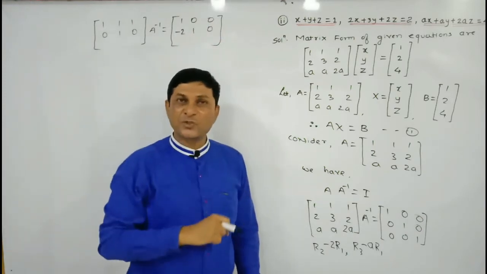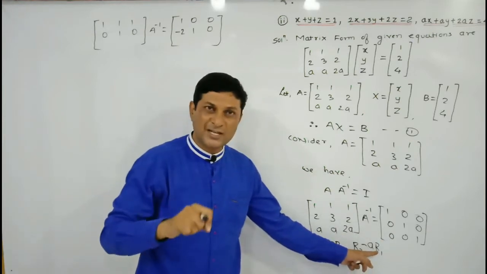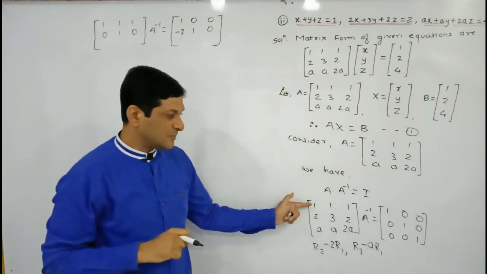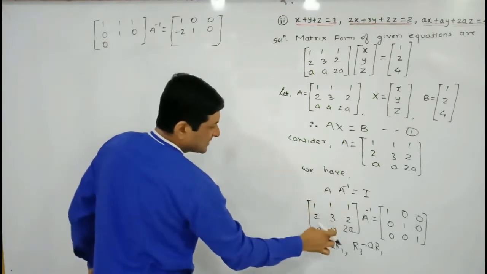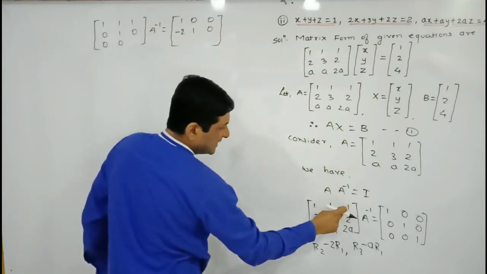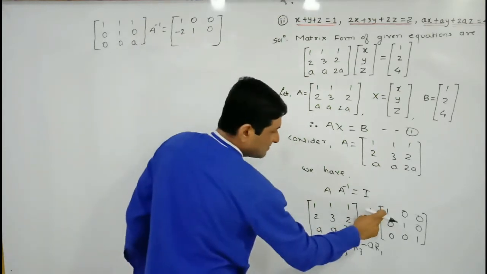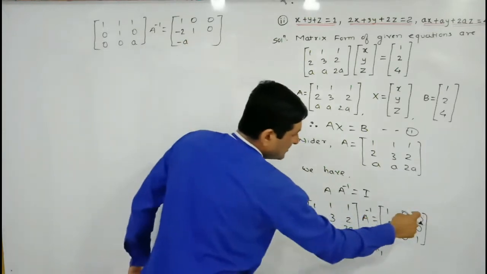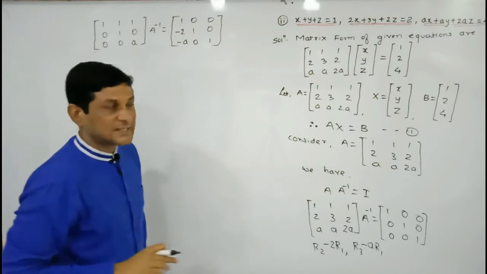Now perform the next operation on the elements of R3. These are the elements of R3. Here we are using the corresponding element of R1 and we are multiplying R1 by minus a. 1 into minus a is minus a, plus a will become 0. Again 1 into minus a is minus a, plus a will become 0. Multiply by minus a, 1 into minus a is minus a, plus 2a will be a. Multiply by minus a, plus 0 will be equal to minus a, and since these two elements are 0, the values of these two elements do not change.